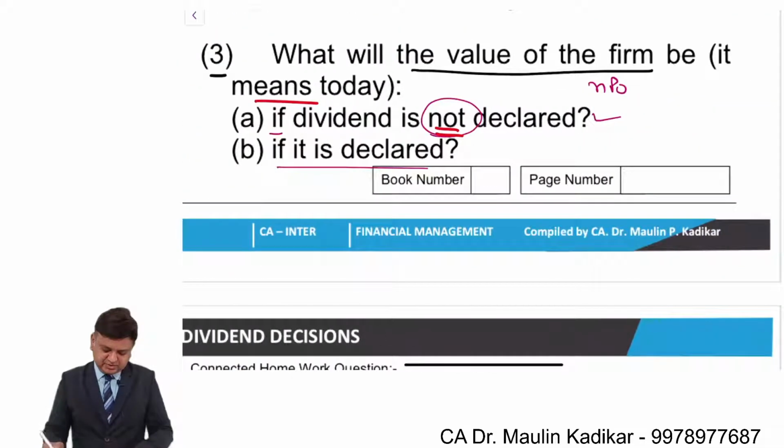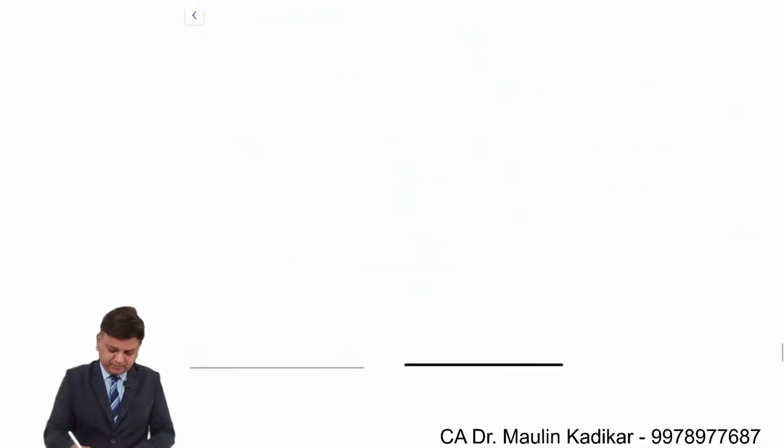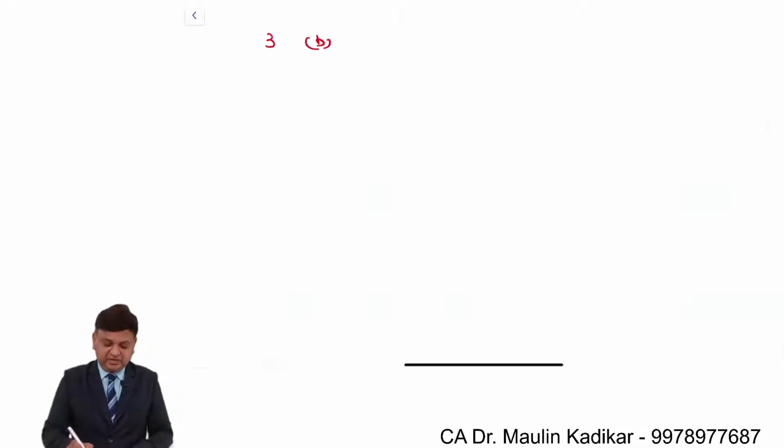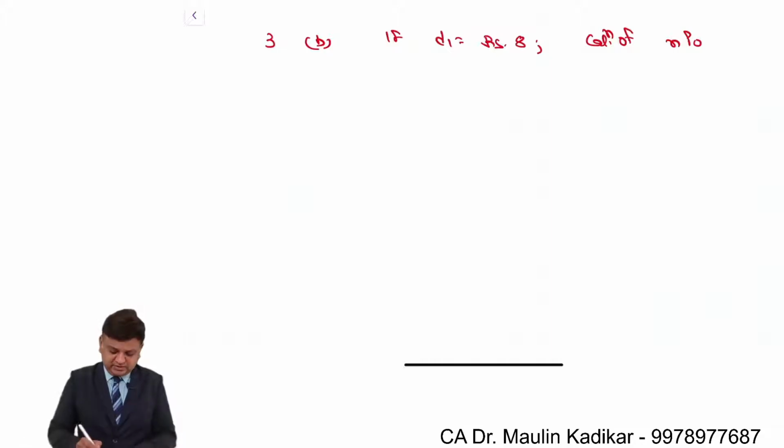Now the second part of the question. What will be the value of the firm if dividend is declared? That is the question. So answer of question number 3b. In that we understand that if D1 is rupees 8, calculation of NP0. In that, how will we do the answer? Step number 1, calculation of P1, that is rupees 102.